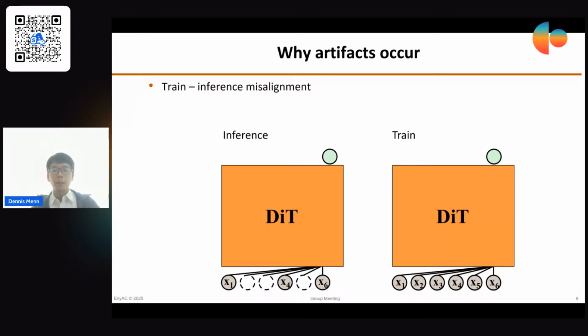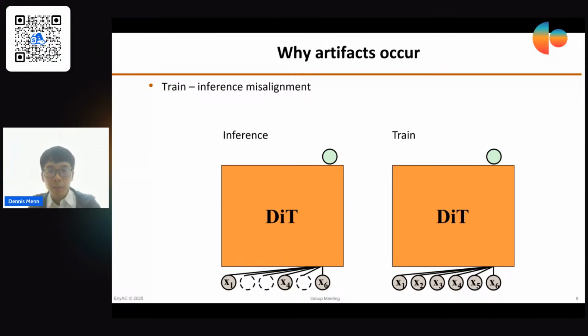Okay, so I think one of the audience members answered very correctly. It is caused by train-inference misalignment, because you can imagine when we are training, we use patches that are unpruned. So in this case, you have x1 to x6, but now you are pruning it. So x2, x3, x5 all disappeared. So your input is different from what the model is trained on.